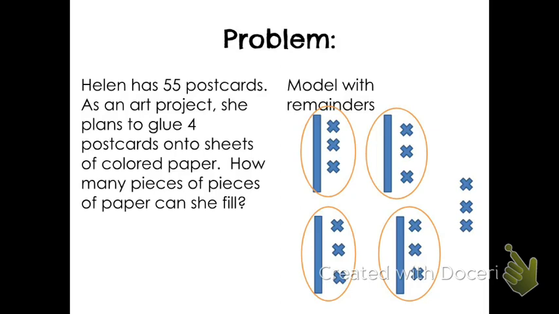Helen has 55 postcards. As an art project, she plans to glue 4 postcards onto sheets of colored paper. How many pieces of paper can she fill? So how many pieces of paper does she fill with her 55 postcards? She wants to make sure that she has 4 postcards on each of the sheets of paper. So this time, we're trying to make groups of 4. So I start off with my answer of 55, and I draw that out first.